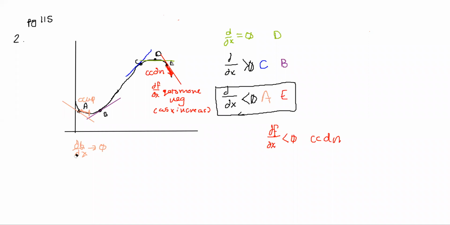Where is the second derivative 0? Second derivative is 0 at D. Is it? Just because the derivative is 0 does not mean that the second derivative is also 0.